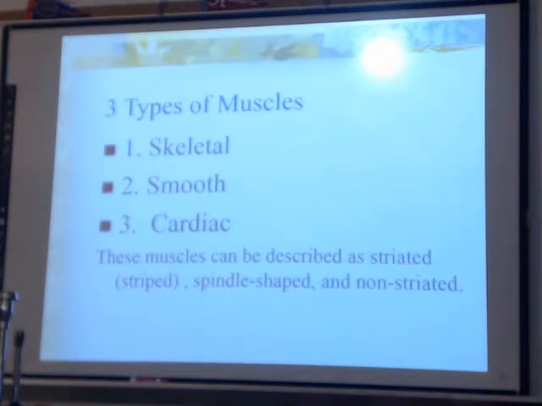It kind of has little branches, and it has multiple nuclei. So does skeletal muscle. Skeletal muscle has multiple nuclei because it takes a lot of energy and a lot of repair for them to be able to work. Smooth muscle has 1 nucleus.